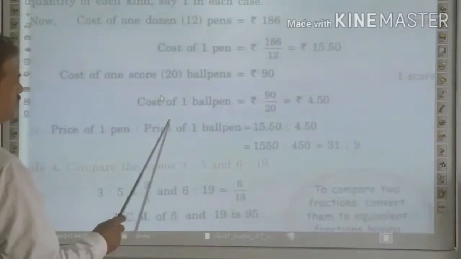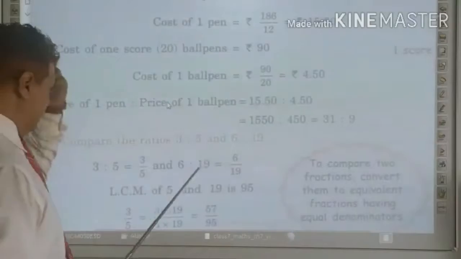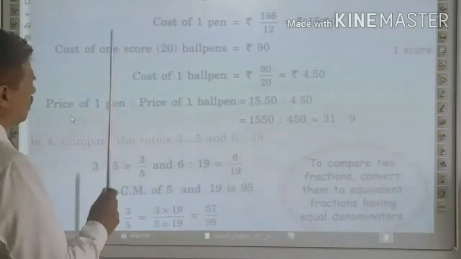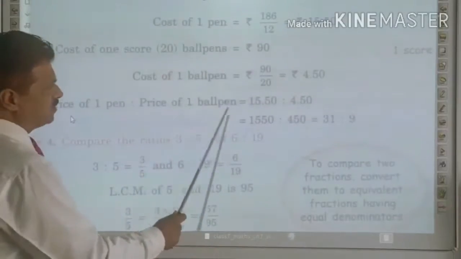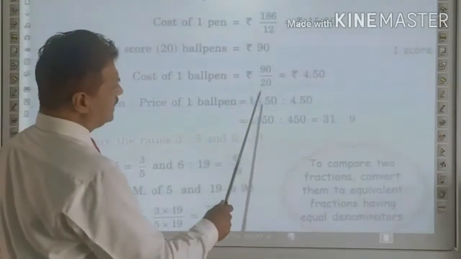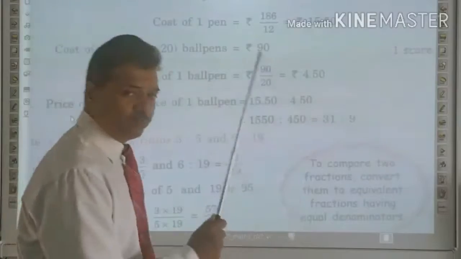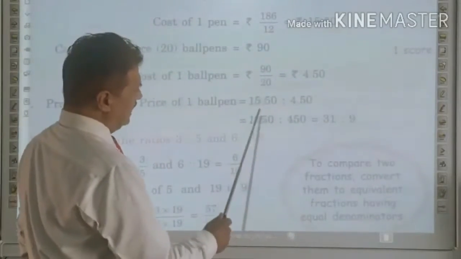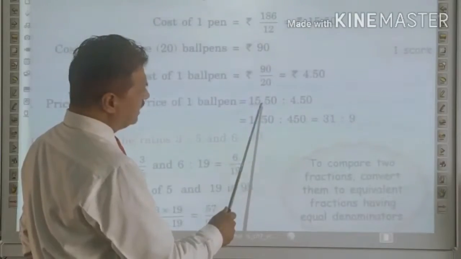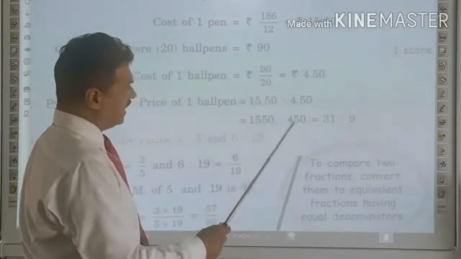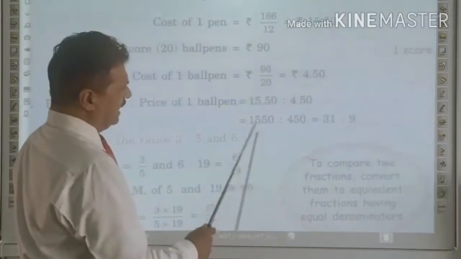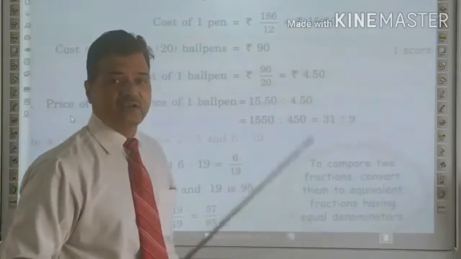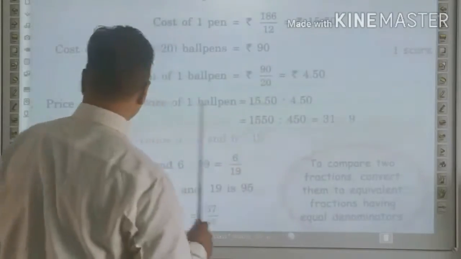When we want to find the ratio between them, it is the ratio of one piece of pen to one piece of ball pen, meaning 15.50 ratio 4.50. When we solve this, removing the decimal and cutting zero by zero, and cutting by the same table, we get 11:9.